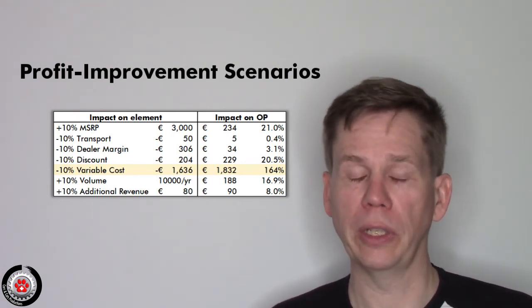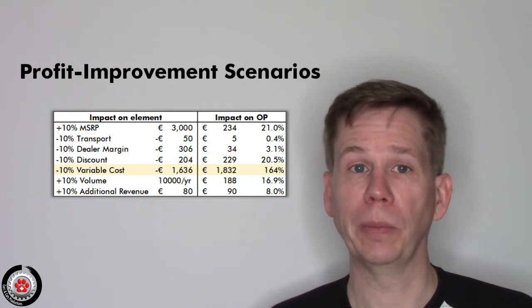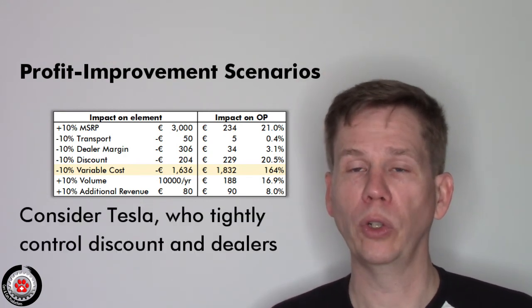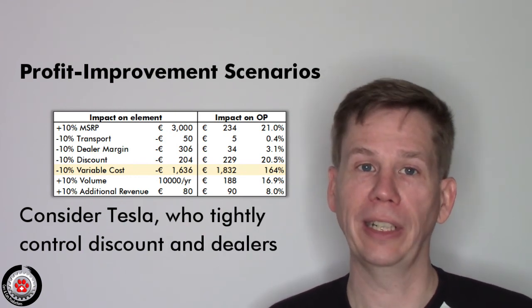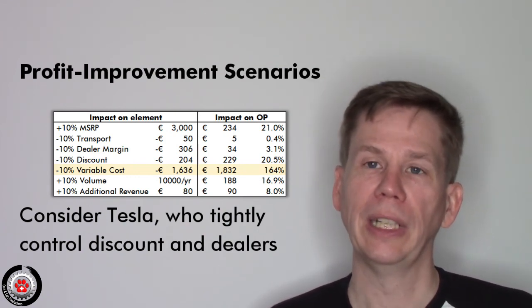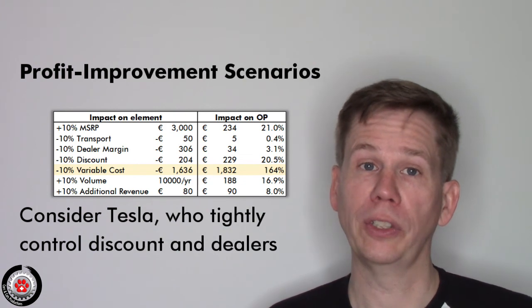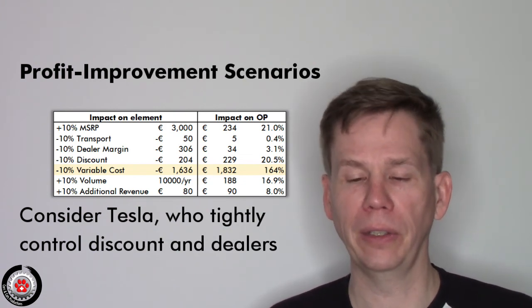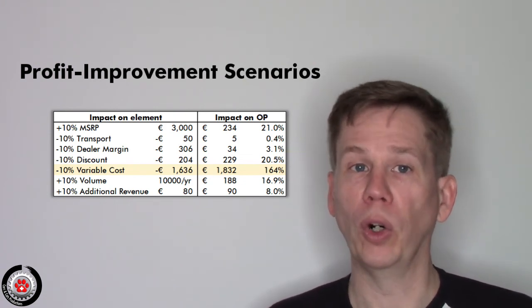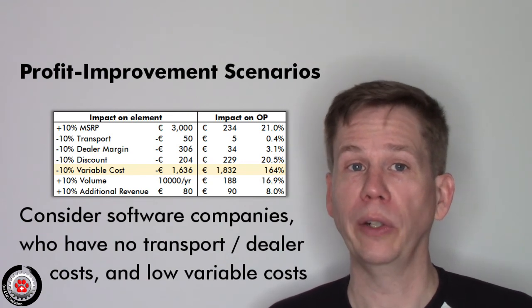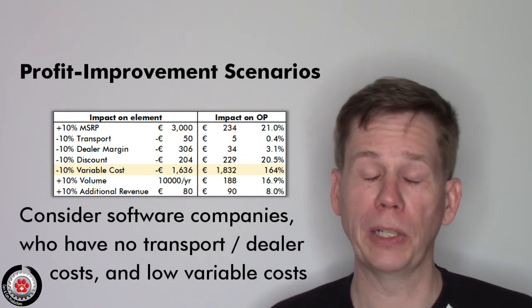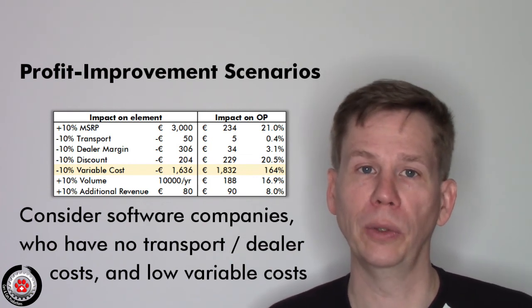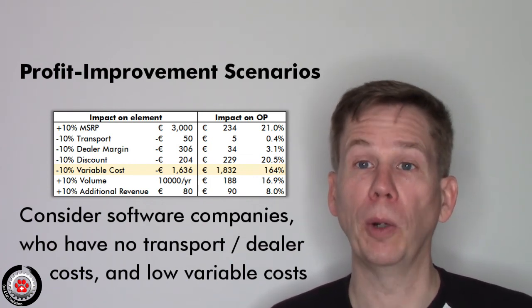But you can look at this sort of table and you can consider some companies like Tesla, who notoriously don't give discounts, and they try where possible to direct sell or control their dealerships. And so they're reducing their costs up at that front end of the value stack. Or any software company whose variable costs, the retailing and all those sorts of things are much, much, much lower than any physical products. So obviously they're making much more operational profit.